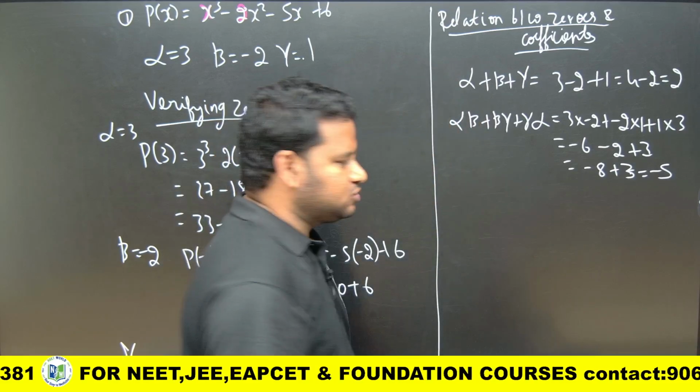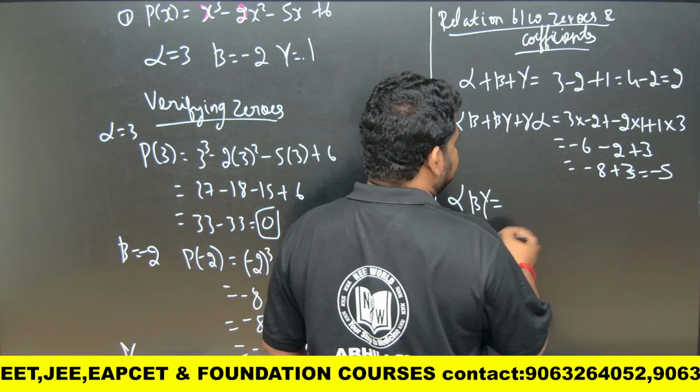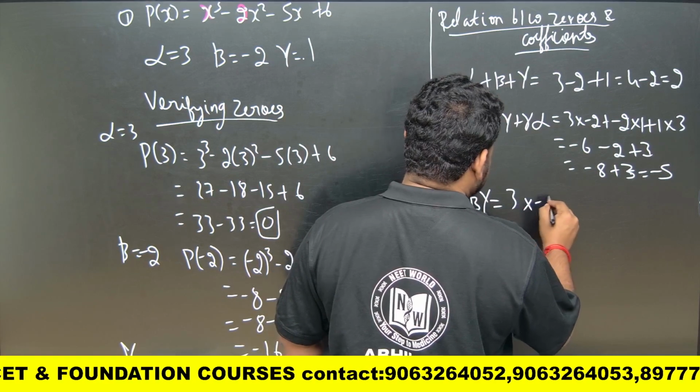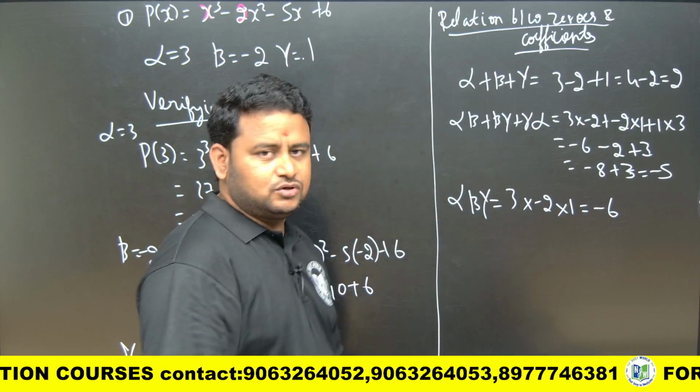Now product of the zeros, that is alpha, beta, gamma. Alpha, beta, gamma is equal to what, friends? That is 3 into minus 2 into 1, that will become minus 6. Alpha, beta, gamma is equal to minus 6.